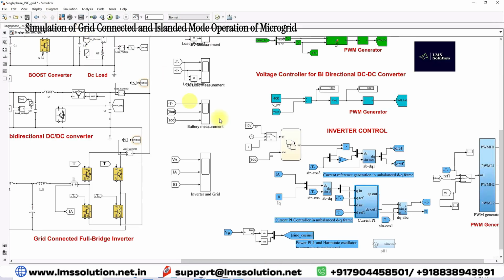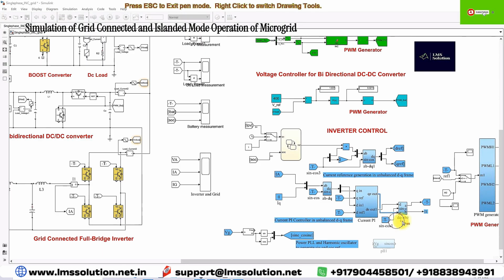This current PI controller generates the control voltage in the form of D and Q axis, which is converted into ABC form using dq to ABC. It will generate the modulating signal. Here we convert dq to ABC and take only the A quantity. This A coordinate is nothing but the modulating signal. So this modulating signal is used to control the inverter during grid connected mode.